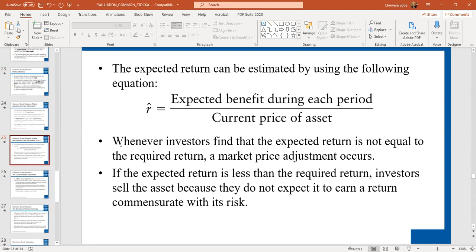Okay. Let me again move fast so we can talk about evaluation. We have expected return, and expected return is calculated in a number of ways. I will touch on those when we begin to discuss capital budgeting.